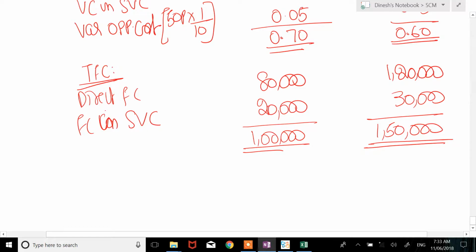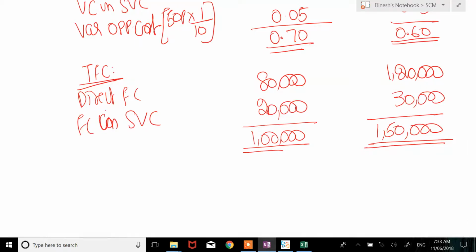Now this is my basic information. If they ask indifference point, I can get indifference point with this. If they are not asking, let's see whatever the question is asking about. But this is the basic information. To produce a product, we are spending 0.70 and 0.60, and the fixed cost is 1 lakh and 1,50,000.